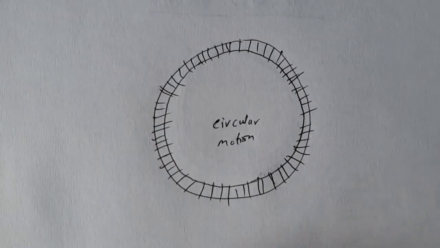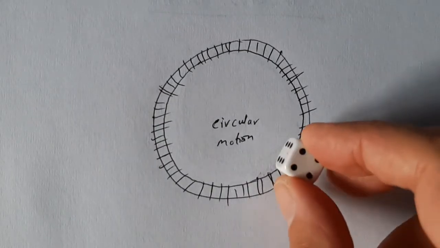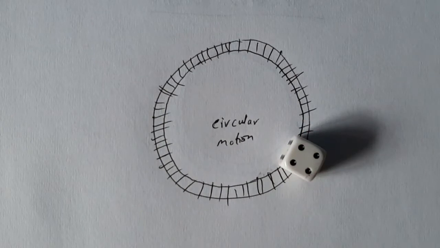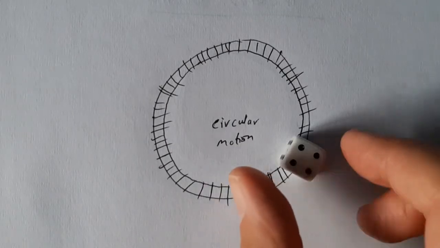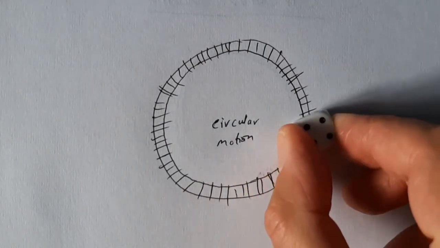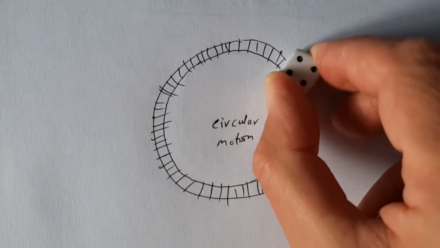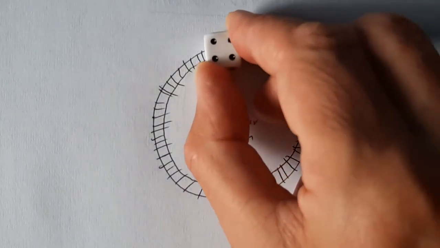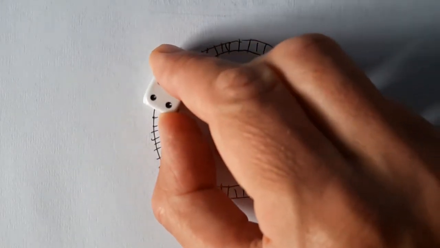Hi, so we're going to continue thinking about circular motion. We really need a toy train. I think I already drew this for you last year. So we're going around the track. I haven't got a toy train, I've got a dice. Let's just imagine it's going around. Choo choo. So it's going around the track.